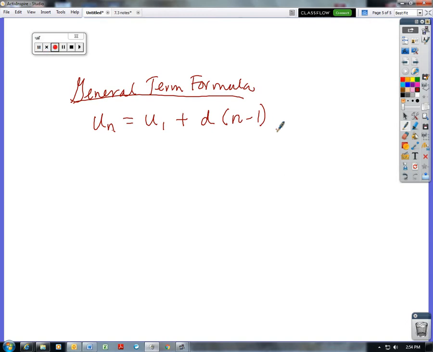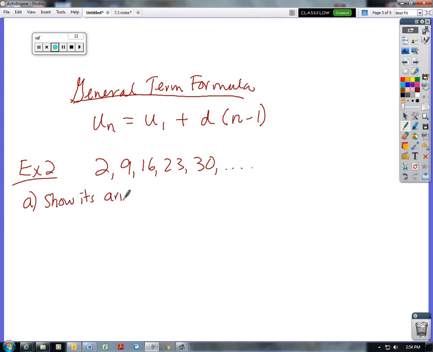So for instance, here's our first example. Consider the sequence 2, 9, 16, 23, 30, and so on, and show that it's arithmetic. That's the first thing. First, I was thinking, let's do that arithmetic mean, because that was really cool. Let's show that 9 is the arithmetic mean of 2 and 16. So 2 plus 16 divided by 2, does that equal 9? 18 divided by 2, yes, that's 9.